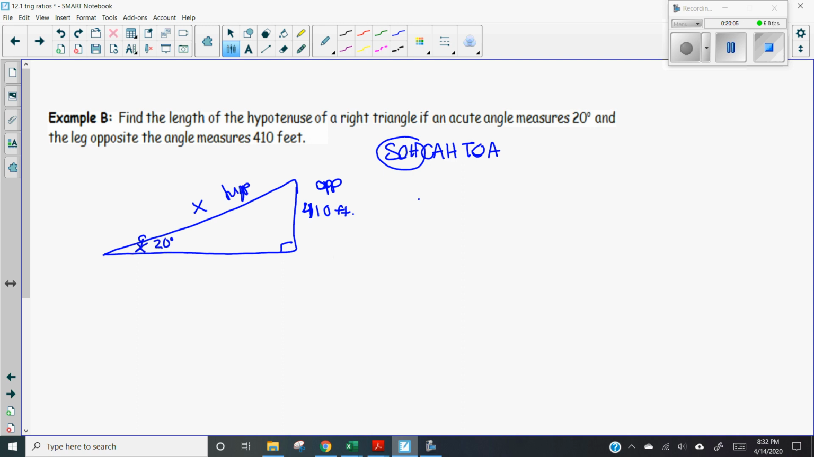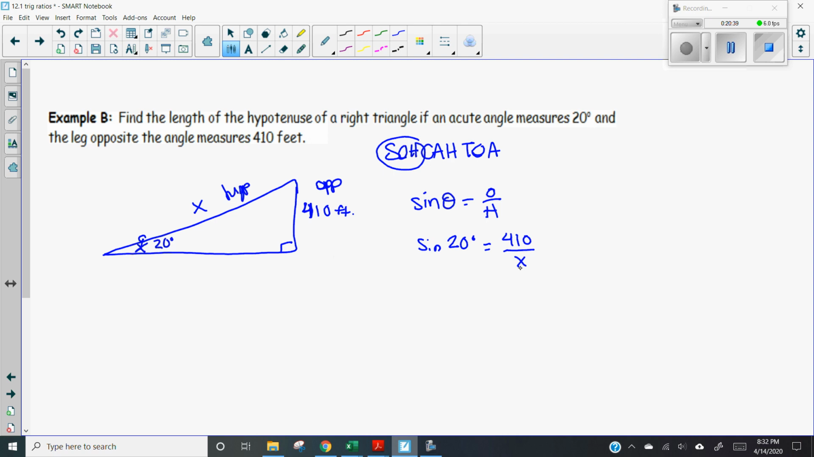So we write down the function. Sine of theta is equal to opposite over hypotenuse. Plug everything in. Sine of our angle that we know, 20 degrees, is 410 feet over x. Now this one's set up a little bit differently than the last one. We are looking for x, but it's in the denominator. We are not multiplying by 410. If you did that, they would not cancel out.